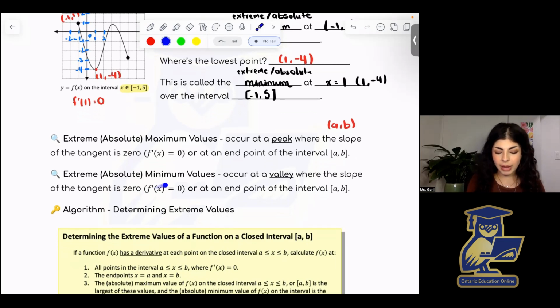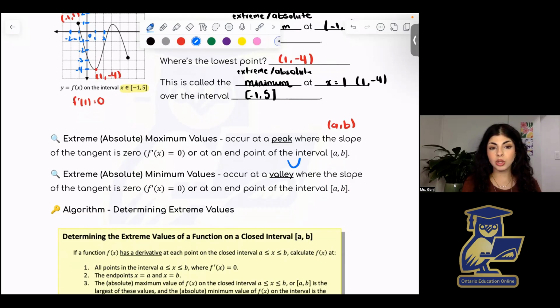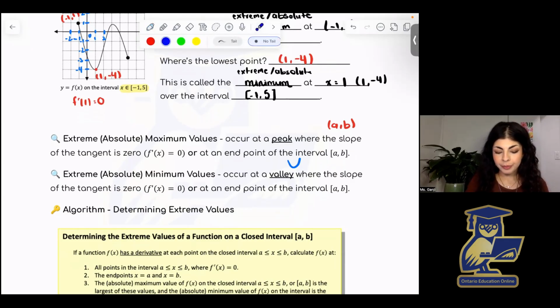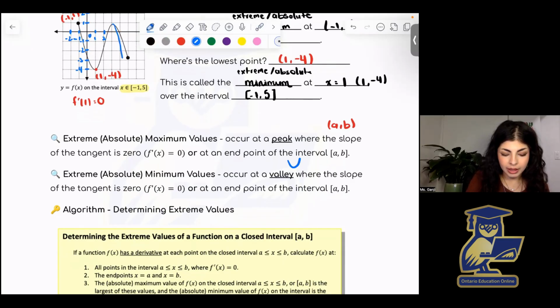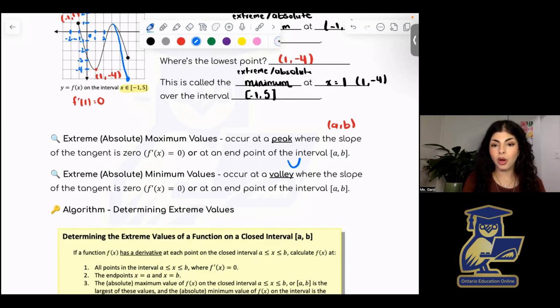And the extreme or absolute minimum occurs at a valley. So that's when we go down like that. We have a curve that opens upward, and the slope of the tangent is also equal to 0 here. So f prime of x is equal to 0, or at an endpoint as well. So for example, if this function went something like this and ended here, then that would actually be our minimum. So we would have the extreme maximum and minimum at the endpoints and not at the critical points.